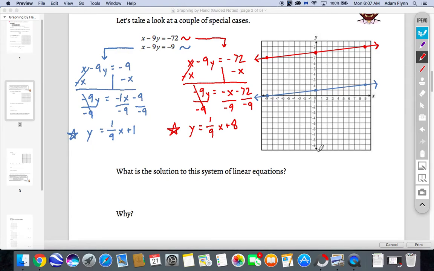Okay, so as we saw with our first example, we're trying to look for the point where these two lines cross. Okay, and taking a look at these two lines, looks like they're not going to cross. So what is the solution to this system of linear equations? Switch my color here. It's actually going to be no solution.